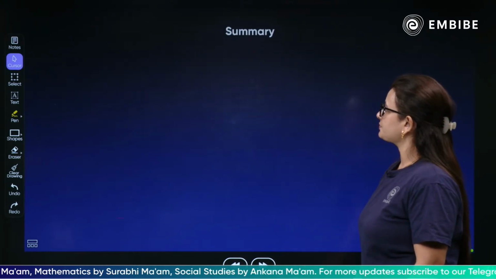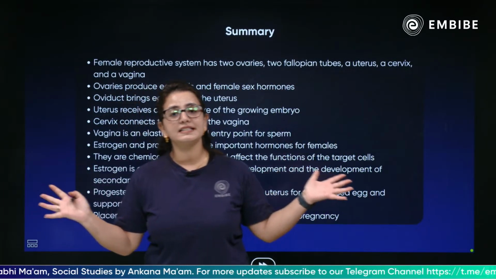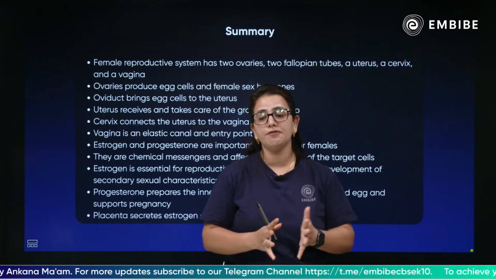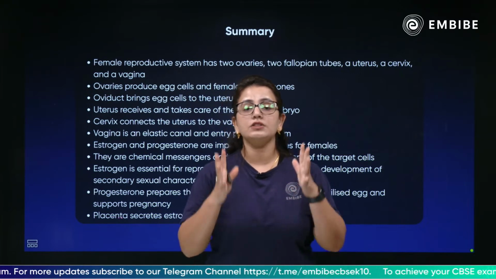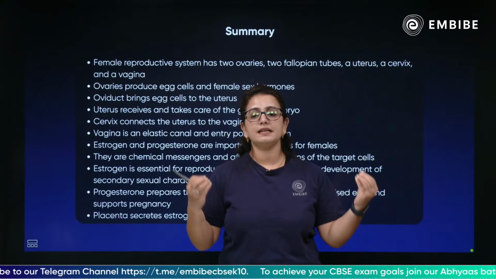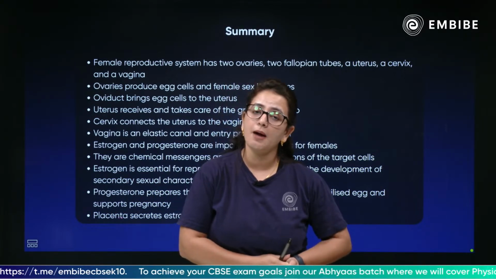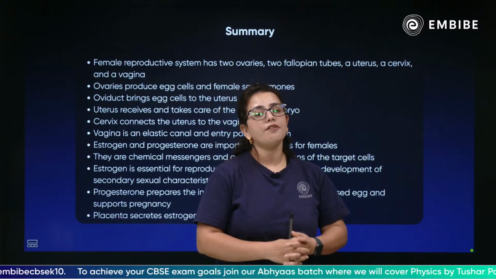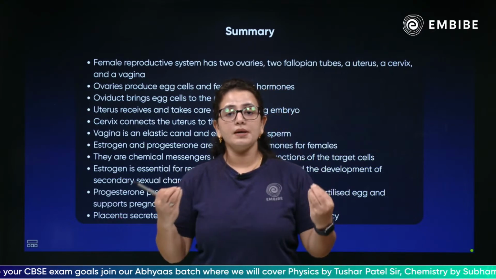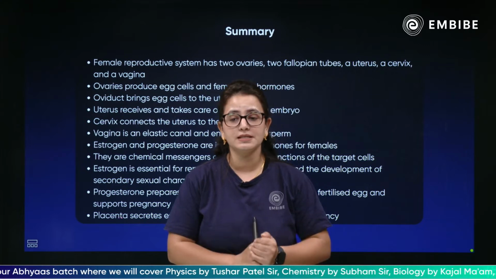Absolutely true. So children, this brings us to the end of this session where we have discussed the female reproductive system, the female sex hormones and their functions, and the respective functions of the particular parts present in the female reproductive system. So children, tomorrow we are going to discuss what happens if the egg is not fertilized. After that, how the menstruation cycle takes place inside the human female body. Do not miss the session.